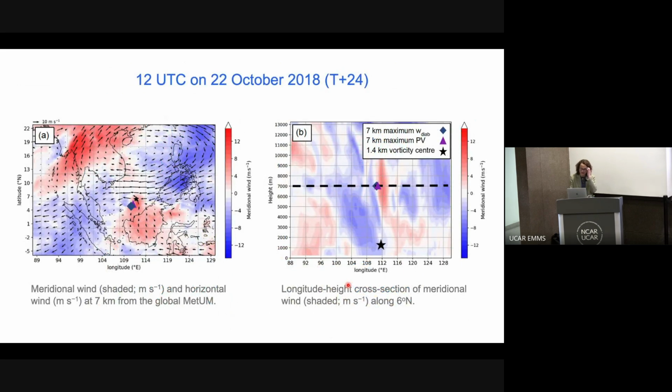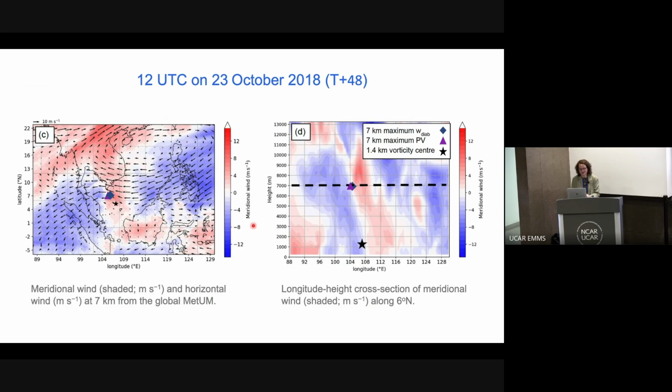If we look at the evolution now, this is 12 hours later, and we're only looking at the meridional wind here in the horizontal and the vertical, but the symbols mean exactly the same thing. You can see the wavy behavior even more clearly. You can see the diabatic Rossby wave at 7 kilometers, and the Borneo vortex is just starting to form, but it's weaker, and they're vertically aligned.